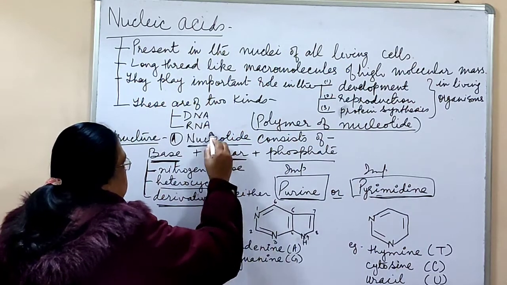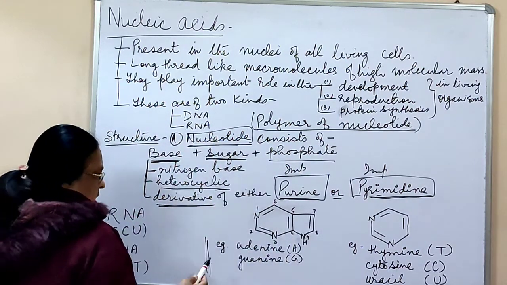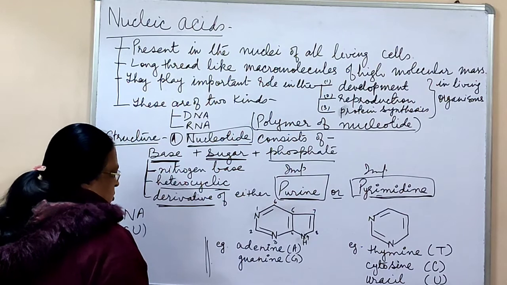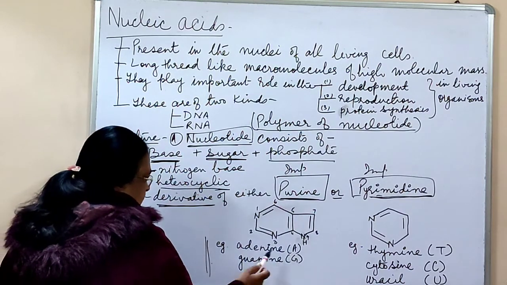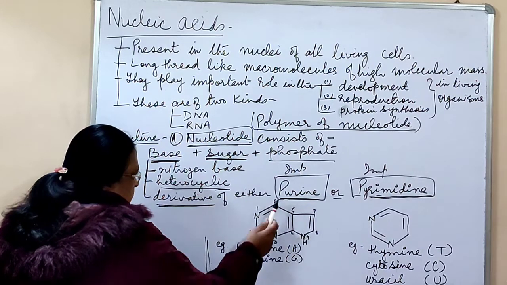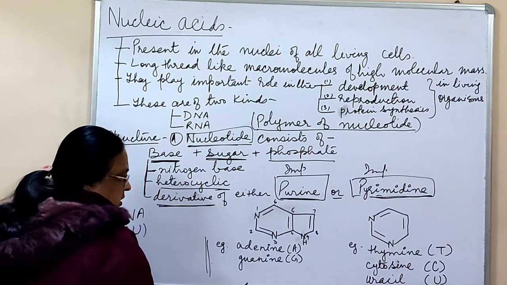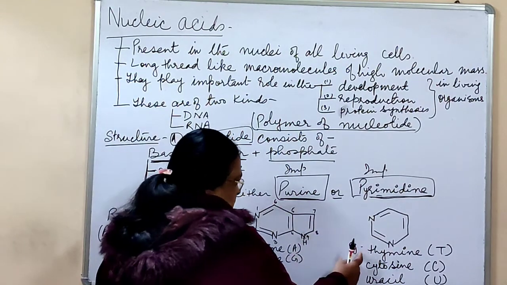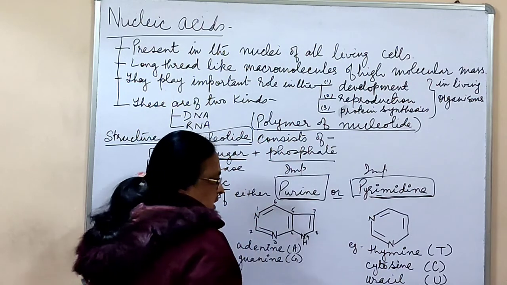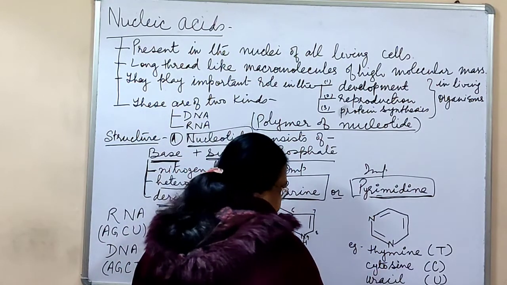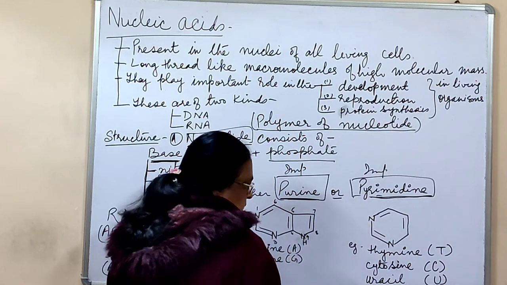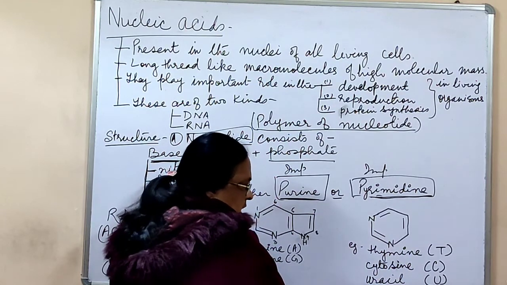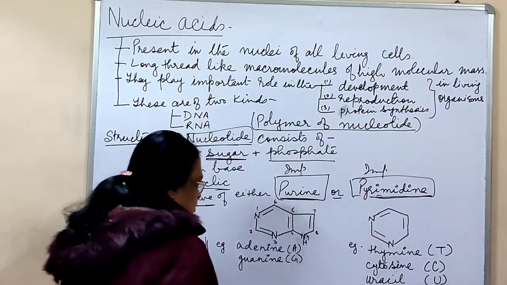Then another important thing that you need to learn, these names are important to know. The two kinds of purines are adenine, which some people pronounce as adenine also, symbolized by capital A, and the second example of purine is guanine, symbolized by capital G. And pyrimidines are of three types, three examples. Thymine, symbolized by capital T. Cytosine, symbolized by capital C. Uracil, symbolized by capital U.